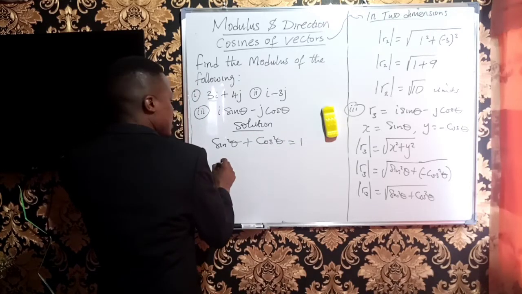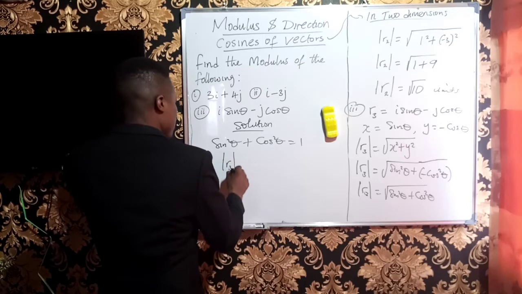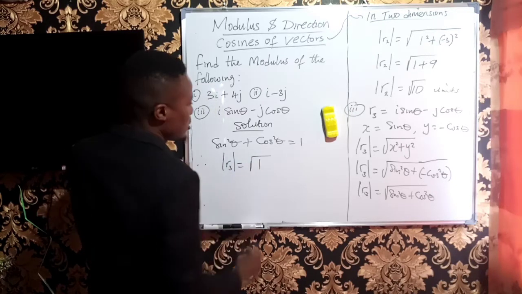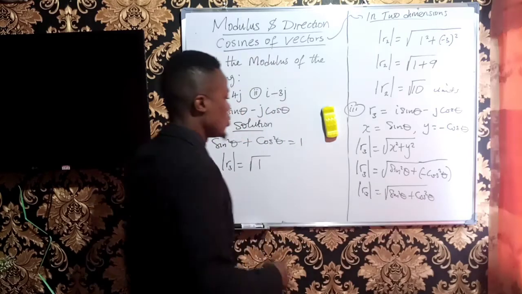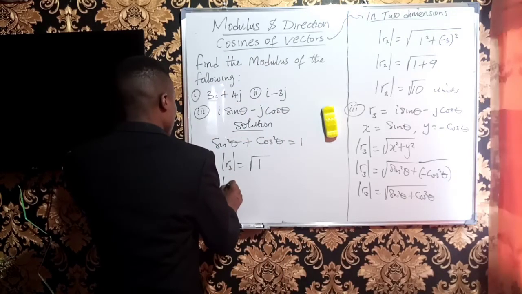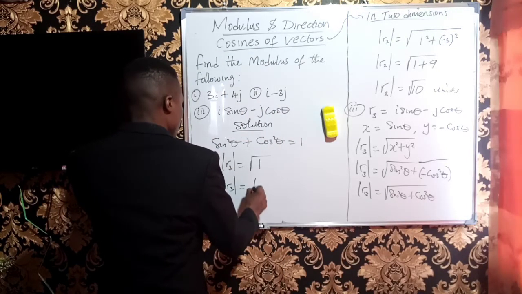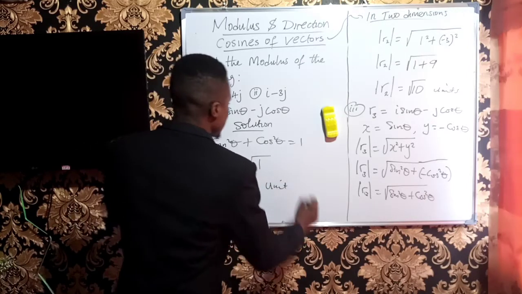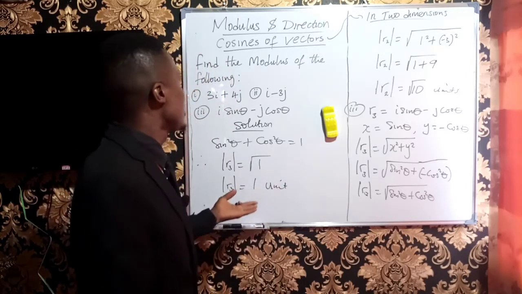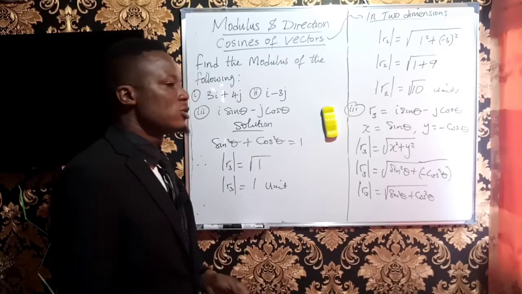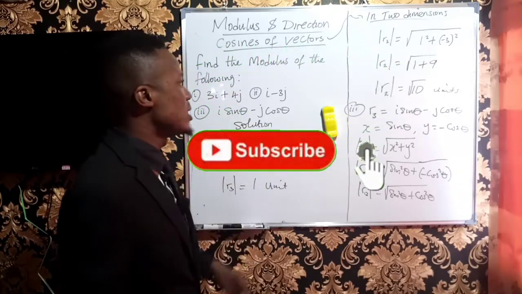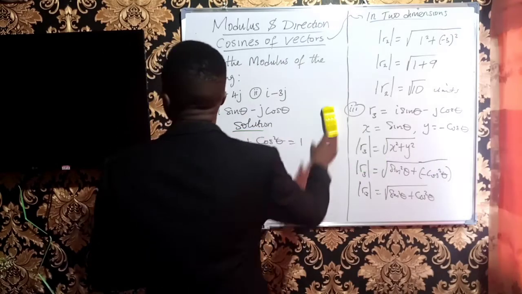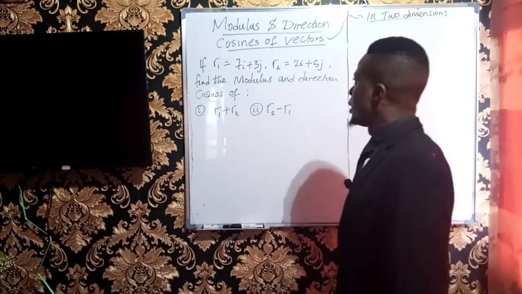Hence, we have that the modulus of r3 is the same thing as the square root of 1, because everything here turns into 1. Cos square theta plus sine square theta is 1. So the modulus of r3 will give me square root of 1, which is still 1 unit. So you've now seen how to find the modulus of a vector. So let us proceed to see if we can get the modulus and the direction cosines of vectors at the same time. Okay, look at the question we have here.